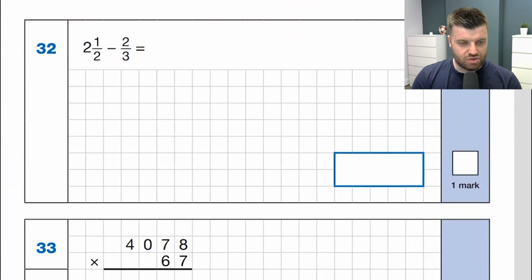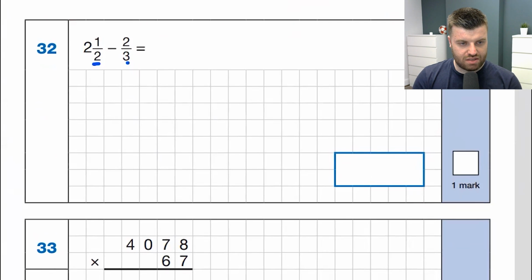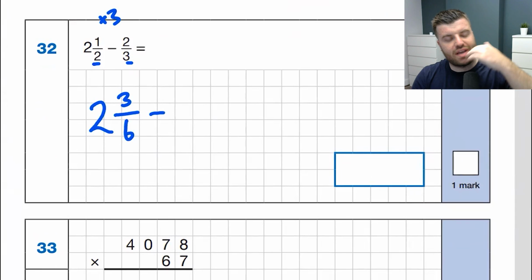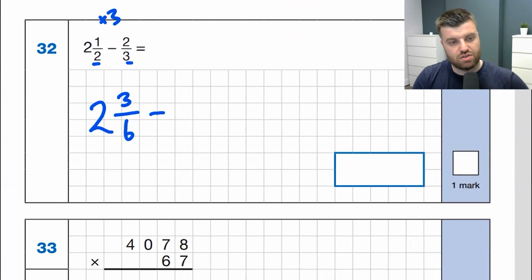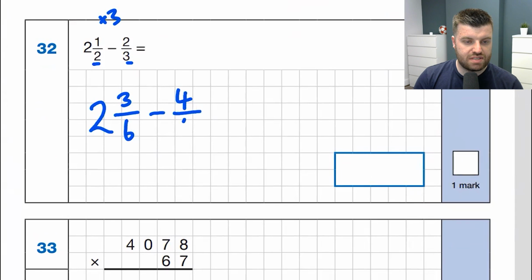Oh, okay. So straight away, I noticed the denominators are different. Let's just make those the same. We're going to cross multiply again. So we've got 2, and this time I'm going to multiply this by 3 because I'm cross multiplying. So I get 2 and 3/6. Subtract, and because I'm cross multiplying, I'm going to multiply this side by 2, the numerator and denominator, and I'm going to get 4/6. Okay, so this has made another question for us to do. 2 and 3/6, subtract 4/6.